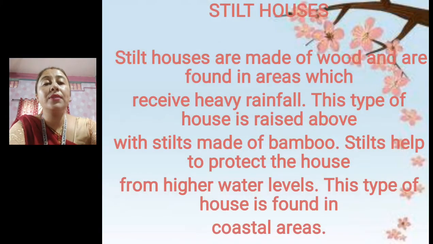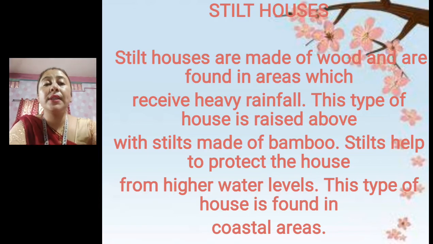The next type of house is stilt houses, children. Stilt houses are made up of wood and are found in areas which receive heavy rainfall. This type of house is raised above the ground with stilts made of bamboo. Stilts help to protect the house from higher water levels. This type of house is found in coastal areas.